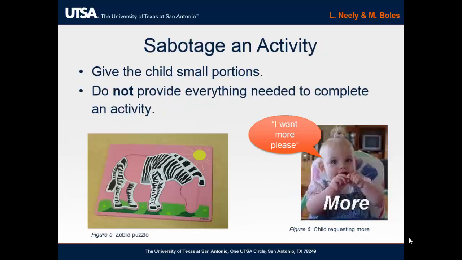Another technique is to sabotage an activity. This might look like giving your child small portions of an item, for example, only a couple of goldfish during a snack. Or you might only give part of the materials needed to complete the activity, like the partial zebra puzzle. When the child has put all the pieces in and noticed some missing, they will be motivated to find or request the missing pieces.